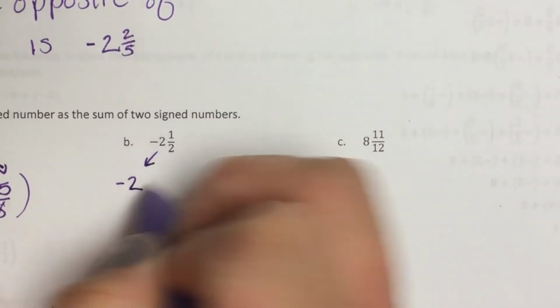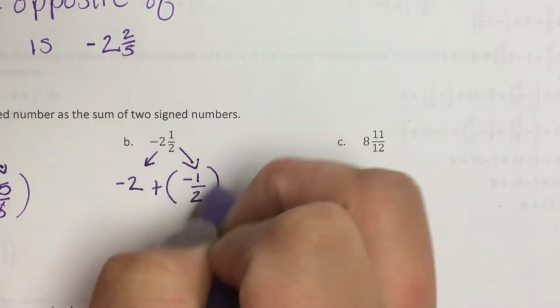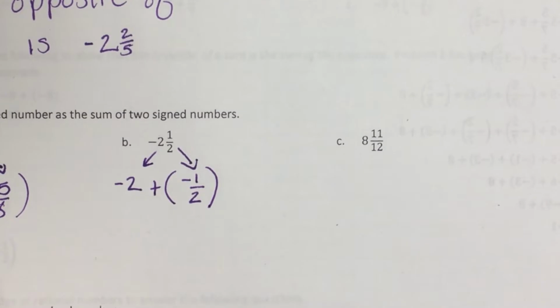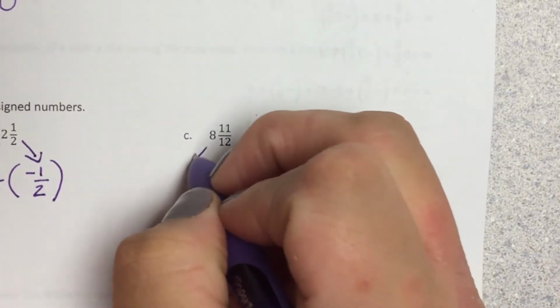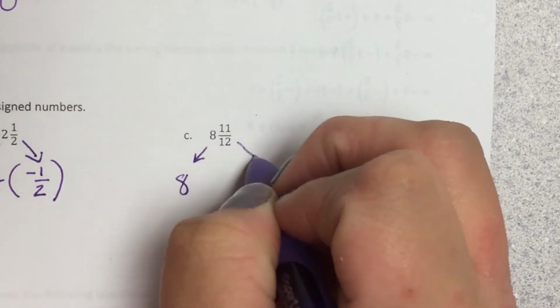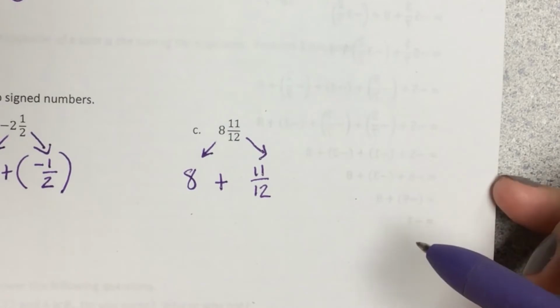So this is -2, and this is -1/2, and they just want us to add those parts together. And then same for this one, except it's positive already. So this is 8, this is 11/12, and just add them up. Done.